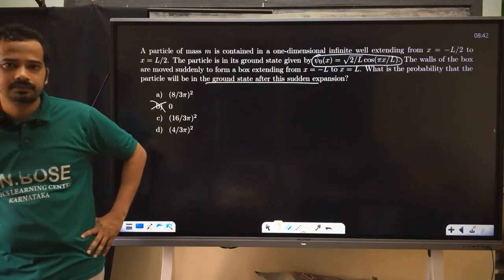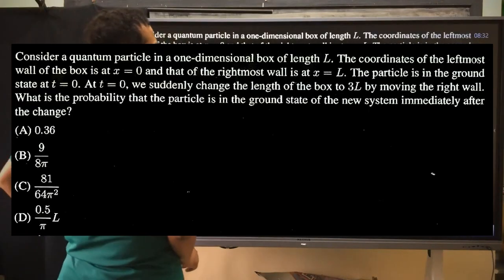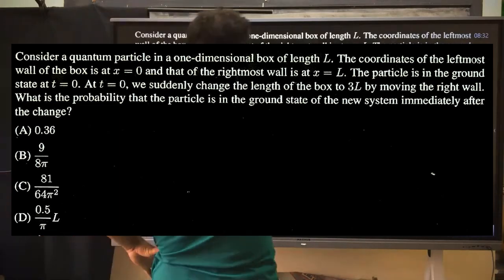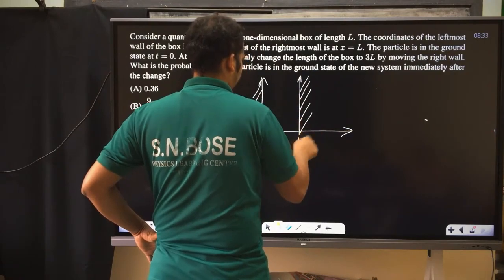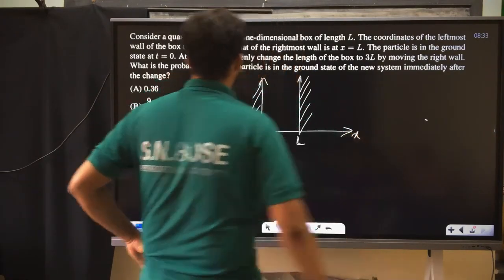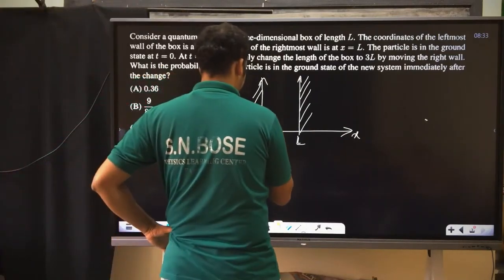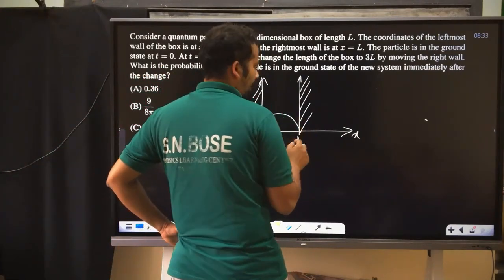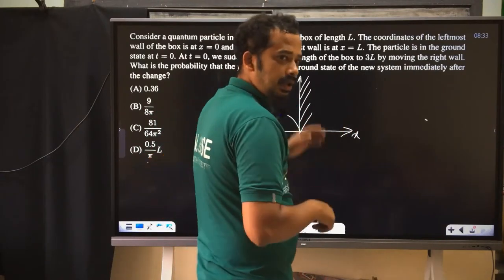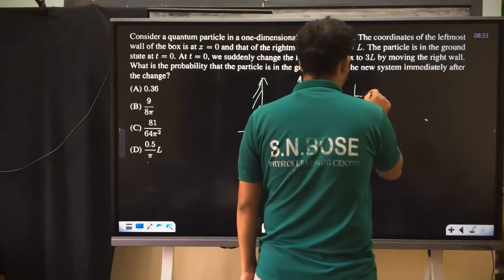Can you do that one? Consider a quantum particle in a one-dimensional box of length L. The coordinate of the leftmost wall is x equal to 0 and the rightmost wall is x equal to L. 0 here, L here, as a function of x. Then the particle is in the ground state at t equal to 0. Now, I could have written this as psi 1, but I don't write it like this because this is the state on which you are doing the measurement later. This is the state before measurement actually.